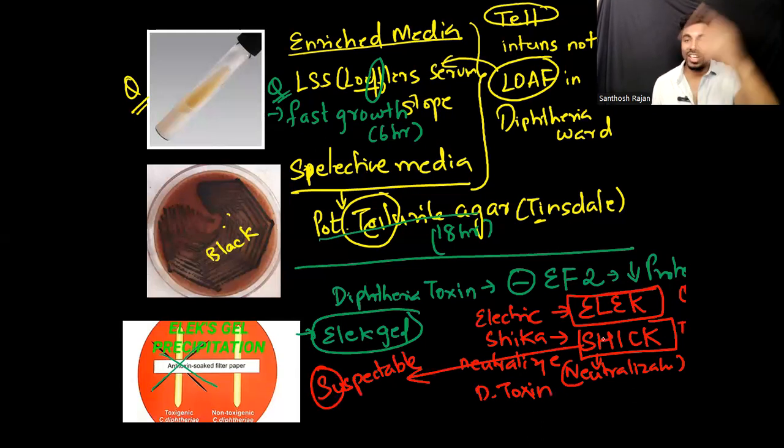See, Shika's anti is Shigella, that's a different story, that will also come. But here, for the Schick test, I remember it as Shika, the girl Shika. She's Electric Shika, she can neutralize the diphtheria toxin. And S for S: it tells about susceptibility.